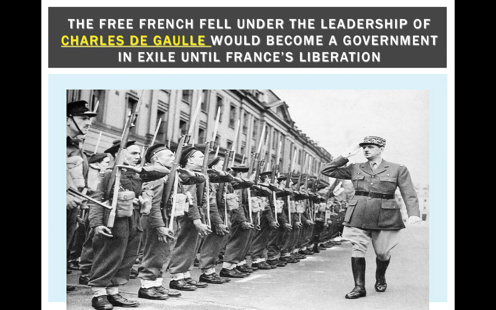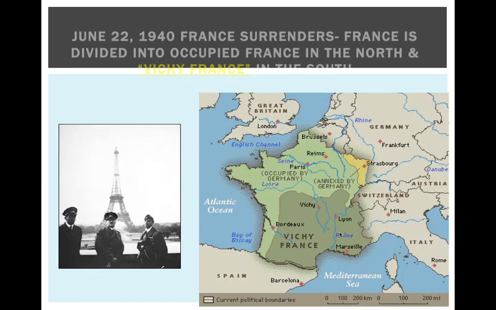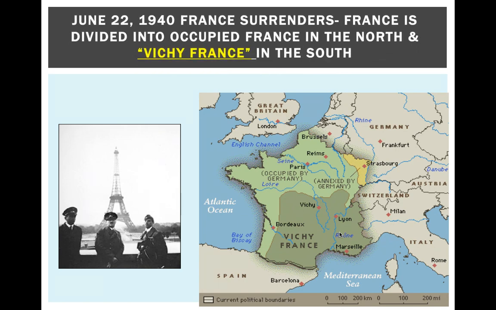Now, the French that escaped are going to be known as the Free French. They are going to be led by a general, Charles de Gaulle, who would become the head of the Free French, who was in exile in Great Britain. So, June 22nd, 1940, very important date, France surrenders.